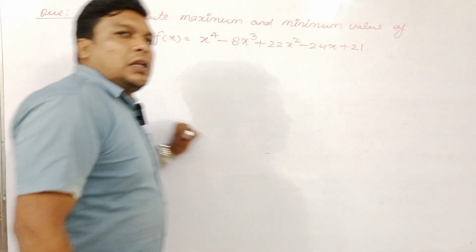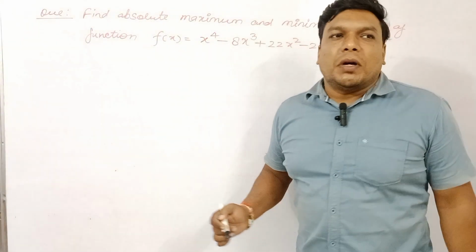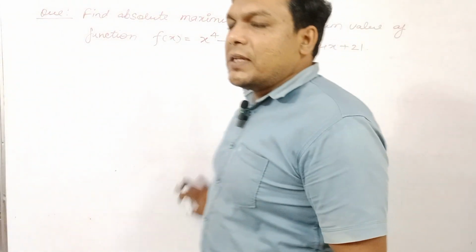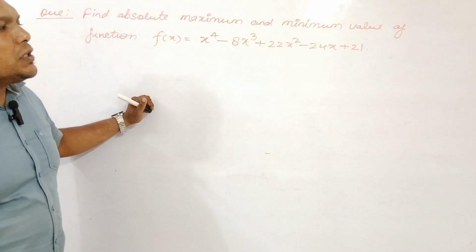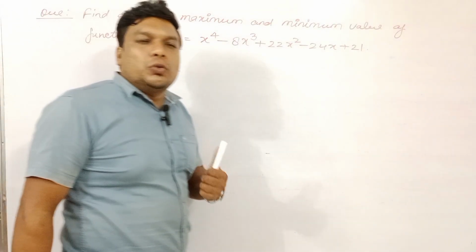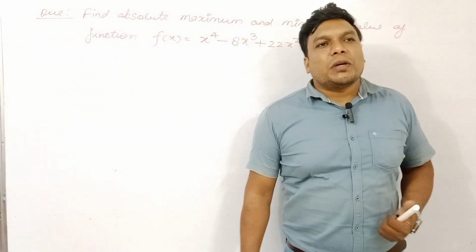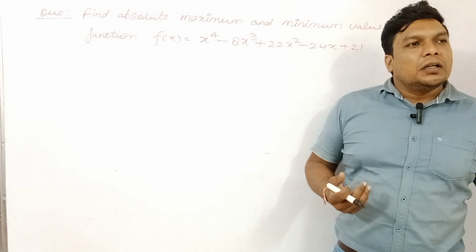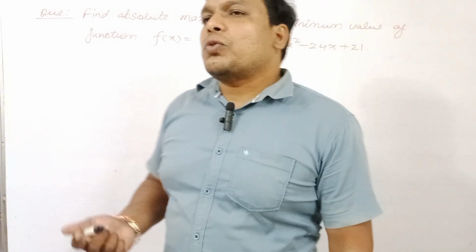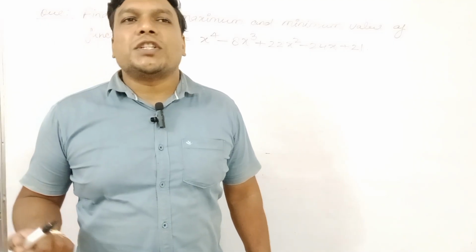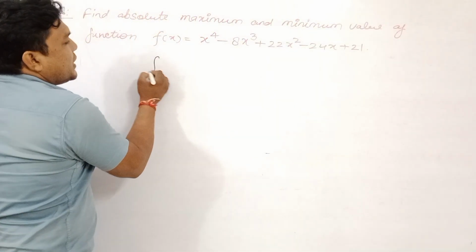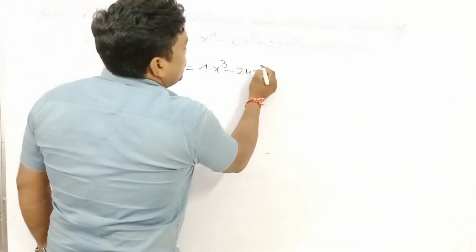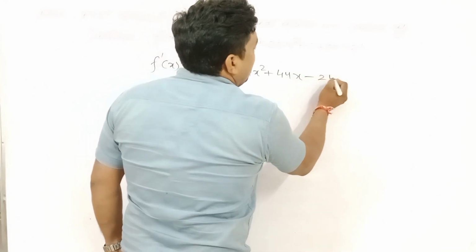Okay. Let's have an example on the concept of maxima and minima. The question is: find the absolute maximum and minimum value of the function f of x equals x power 4 minus 8x cube plus 22x square minus 24x plus 21. Whether we use first derivative test or second derivative test, first we have to find critical points. And what is the procedure to find critical points? We need to find f dash x. If f dash x is equal to 0 or f dash x vanishes, those points will be critical points. So we are finding f dash x. When you find f dash x, it will be 4x cube minus 24x square plus 44x minus 24.